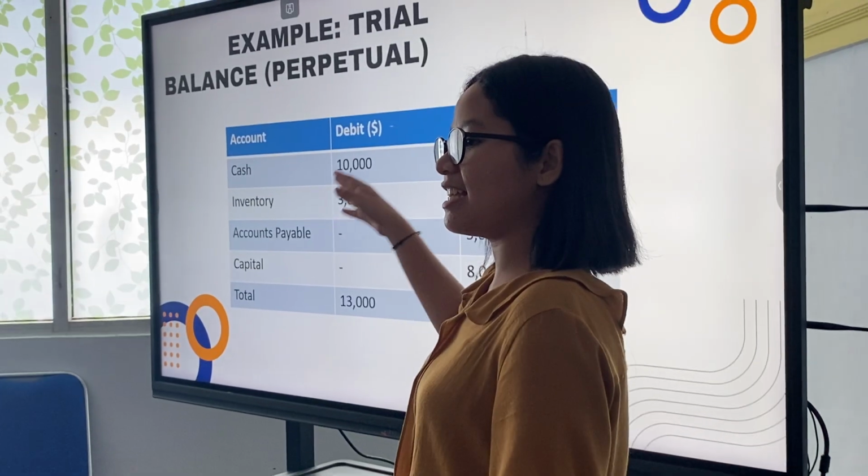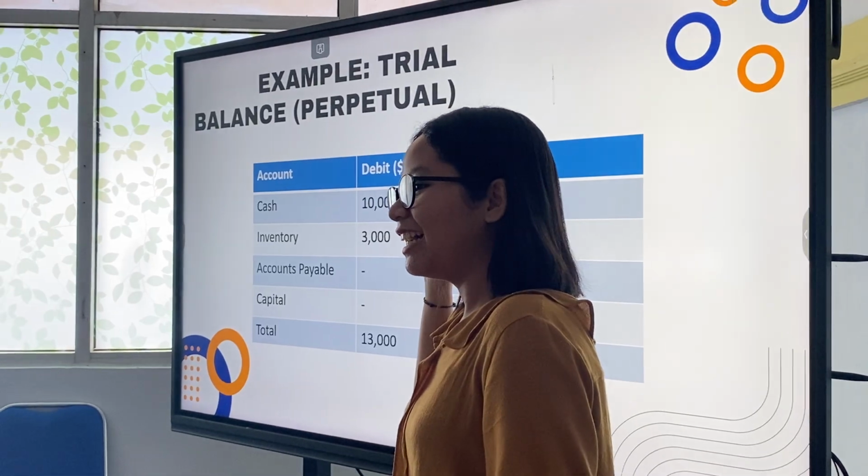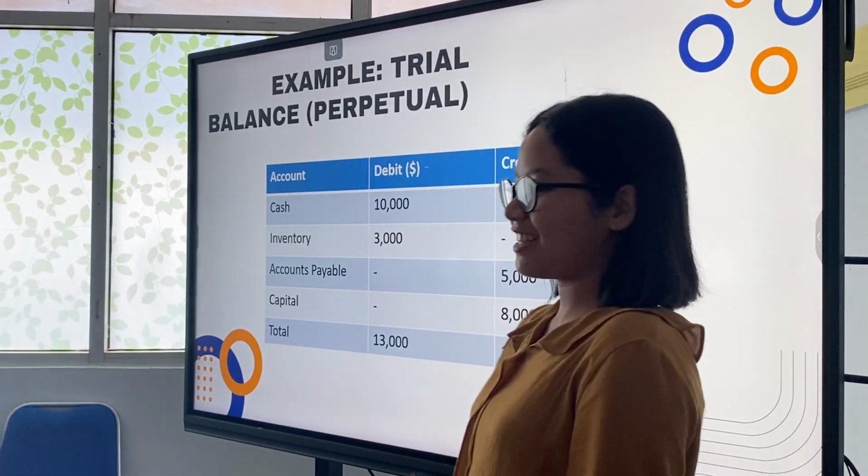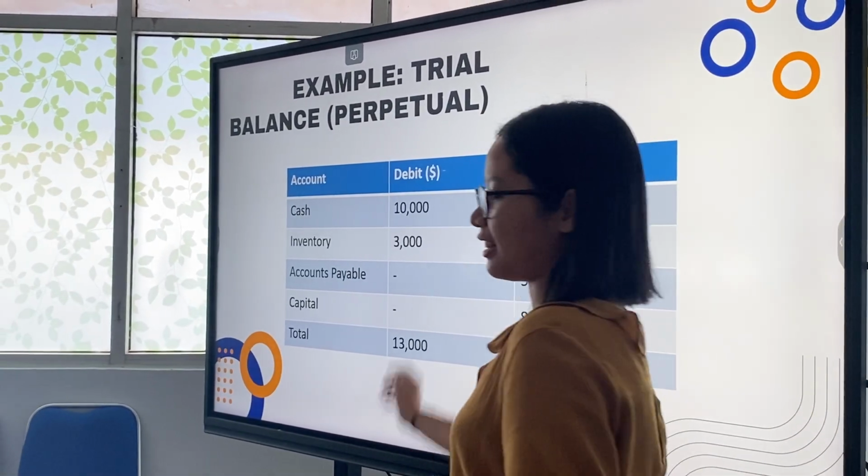Why is the nominal of cash in debit? Because cash is an asset, so it must be on the debit side.